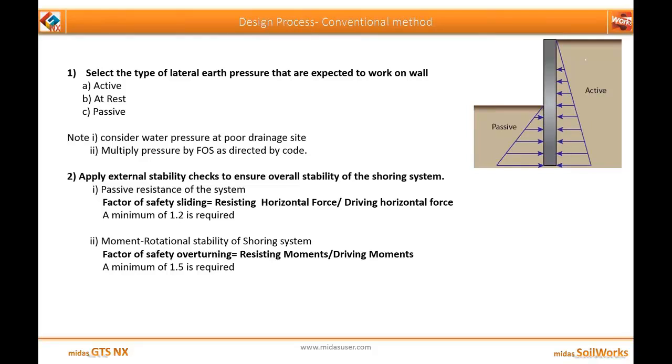Now, the second thing we do is we apply the external stability check to ensure the overall stability of the shoring system. For example, we have the factor of safety against sliding, that is, the ratio of the resisting horizontal force to the driving horizontal force. Now, a minimum of 1.2 is required to ensure external stability. Now, the second is the factor of safety against overturning. This is similar to before, resisting moments divided by driving moments, and a minimum of 1.5 is required to ensure the overall stability from the point of overturning. So these are basically the two checks.